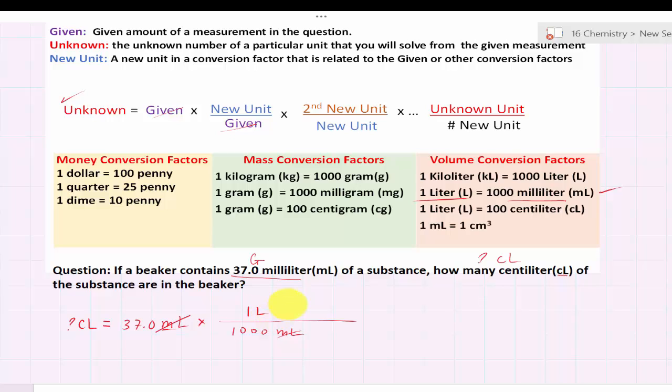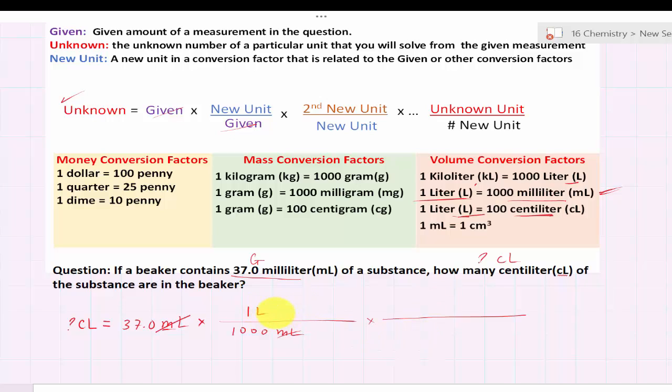Can we find another conversion factor that has the new unit liter and the unknown unit? Let's give it a try. Here I have liter equals centiliter, and I have liter equals kiloliter. Hey, there you go. We have liter and centiliter. Centiliter is our unknown, and liter is the new unit that we just got from using the previous conversion factor. So what does that mean? We just multiply by that conversion factor.